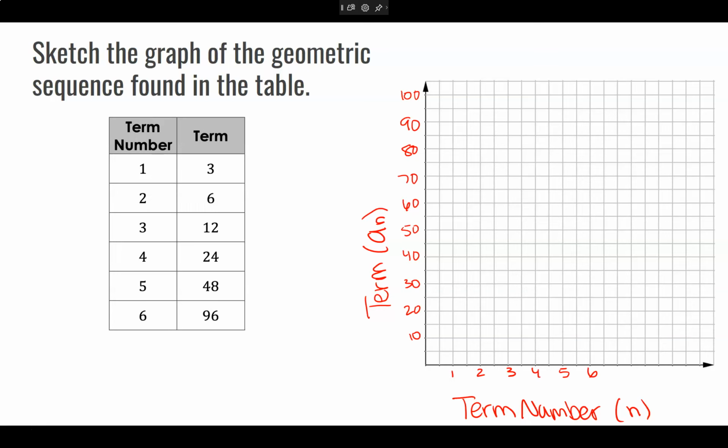All right, and now we're going to plot points to the best that we can. So 1 is 3, so it's going to be about down here. 2 is 6, so just over that first line. 3 is 12, so just over 10. 4 is 24, jumping up here. 5 is 48, so we're almost at the 50. And then 6 is 96. So we are up here.